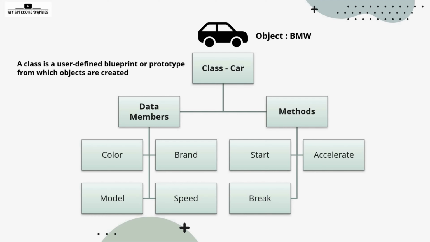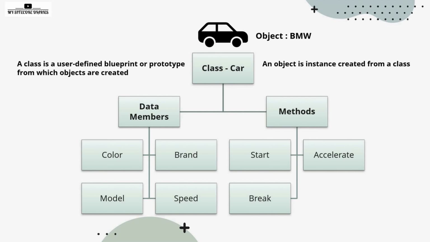It is basically a blueprint or a structure of your object. Now here, what is your object? A BMW is your object. Then what does it define? What is the structure of it? That is called a class. That's the blueprint, a class. And that blueprint, what does it contain? It contains data members and methods.